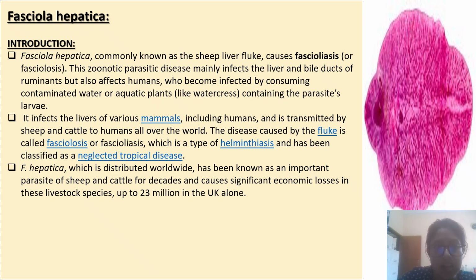It infects the livers of various mammals, including humans, and is transmitted by sheep and cattle to humans all over the world. The disease caused by the fluke is called fasciolasis or fascioliasis, which is a type of helminthiasis and has been classified as a neglected tropical disease. Fasciola hepatica, which is distributed worldwide, has been known as an important parasite of sheep and cattle for decades, causing significant economic losses in these livestock species, up to 23 million in the UK alone.